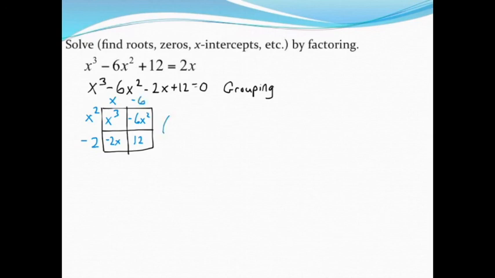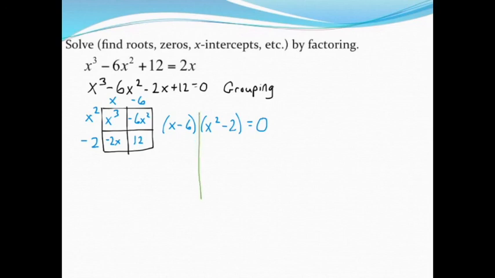So your factored answer should be x minus 6 and then x squared minus 2. Now you may want to try factoring that x squared minus 2 using difference of two squares. It is a difference problem, however, 2 is not a perfect square, so that cannot be factored anymore. This is factored as far as it can be. However, factoring was not what they were asking us to do.